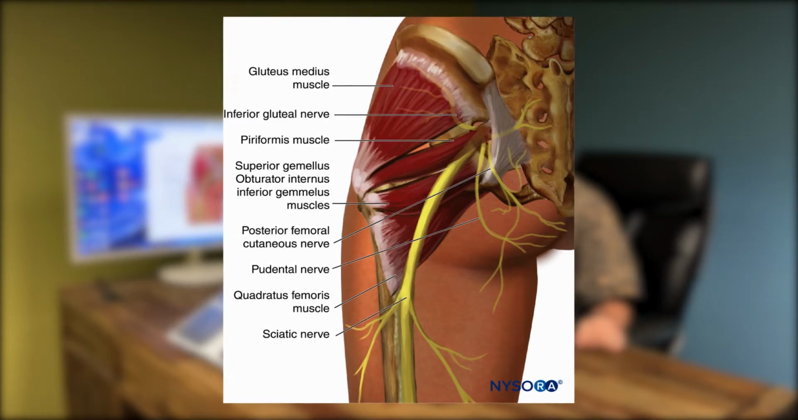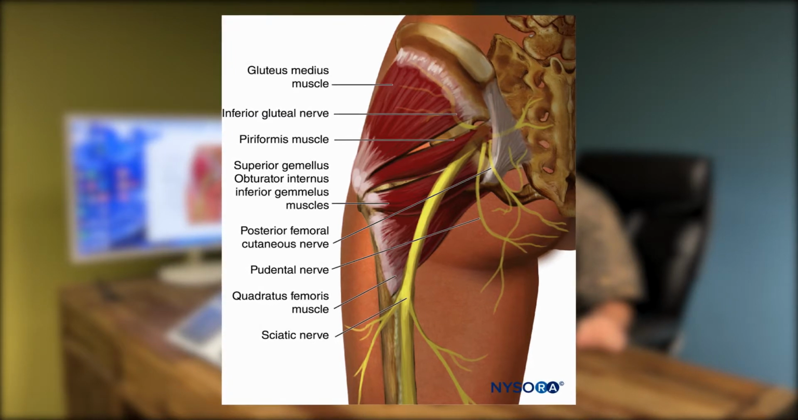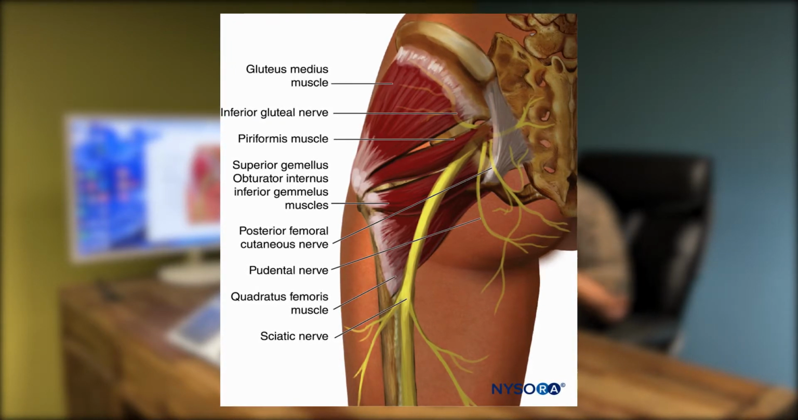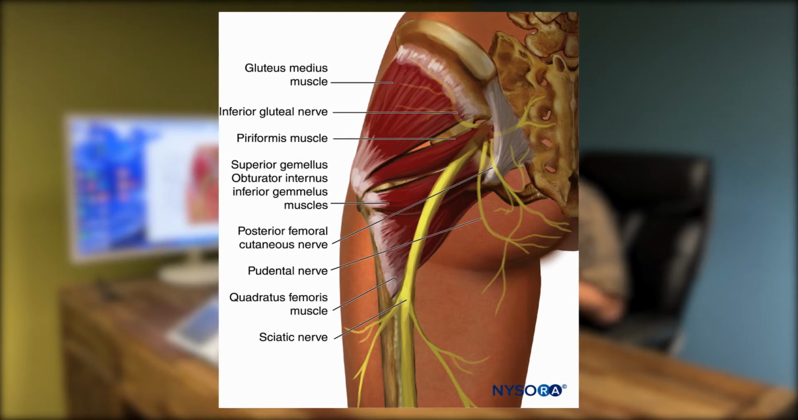And the classic thing is you have branches that come out and supply that hip because people will swear up and down that the problem is in the hip, but it's not. It's really coming from the lower back.